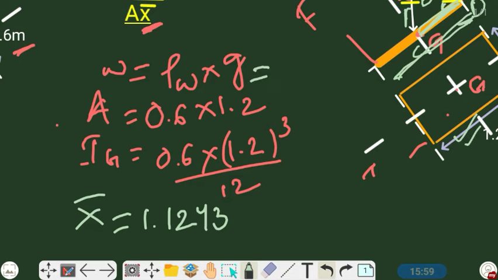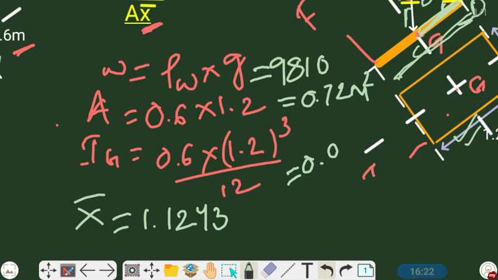So rho of water is 1000 into 9.81, that is 9810. Area is 0.6 into 1.2, that is equal to 0.72 meter square. Ig will be 0.0864. We have found out W, A, x bar, Ig. Now let's put all these values into our formula.